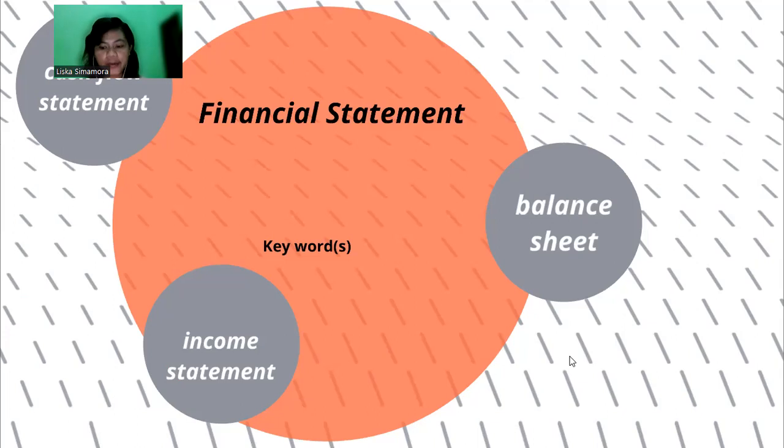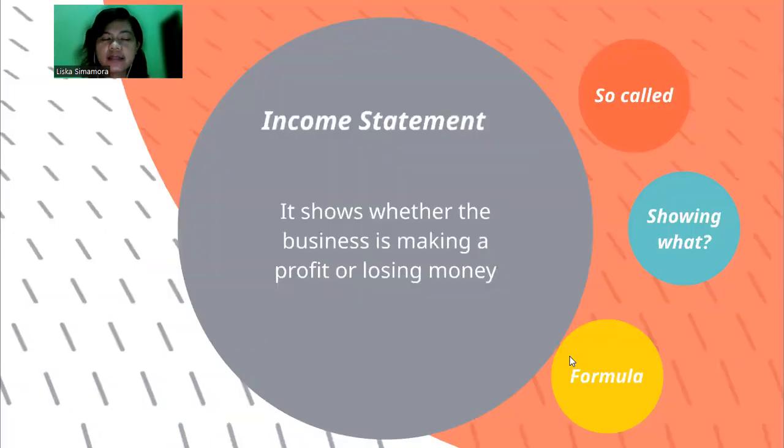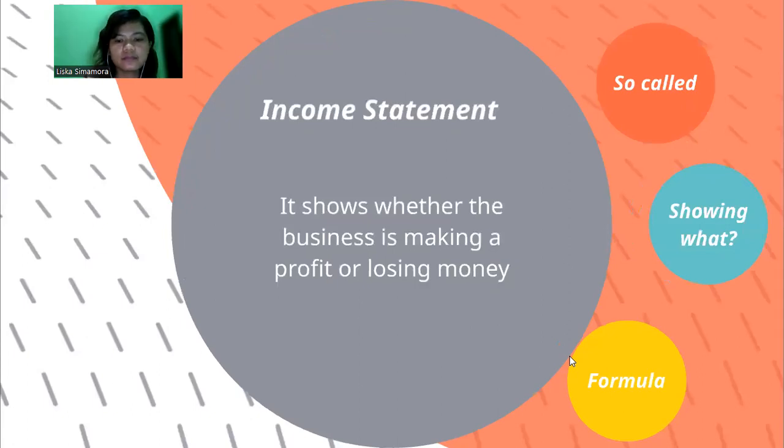Okay, so now let's move to another term, that is the income statement. The income statement shows whether the business is making a profit or losing money. So the word is income. And it has the word statement to emphasize that this company gets a profit, or this company doesn't get any profit. So you can see your definition. How did you define the income statement before?